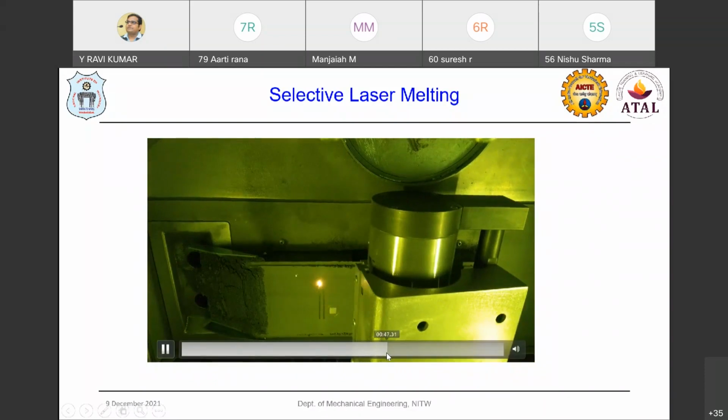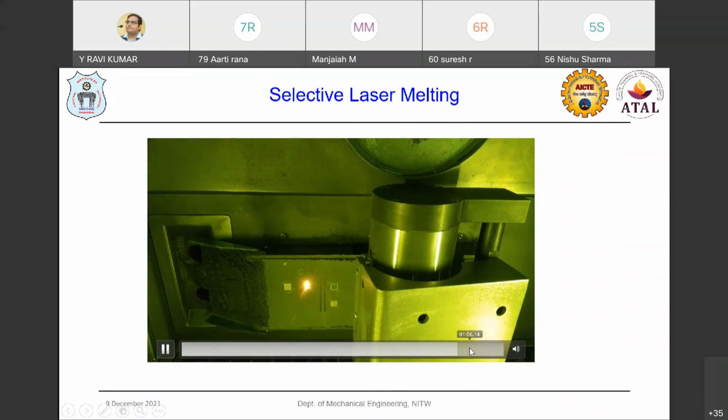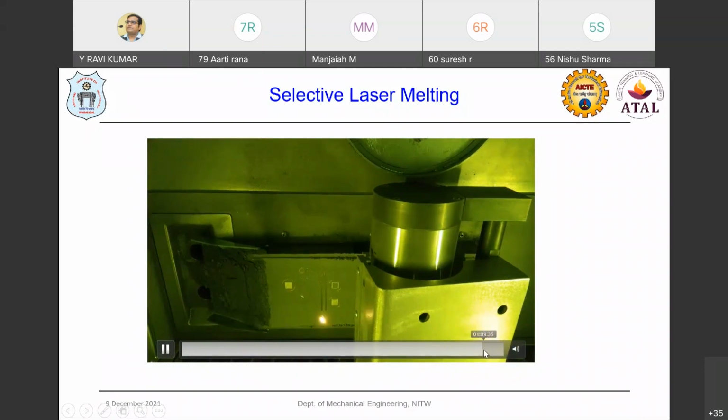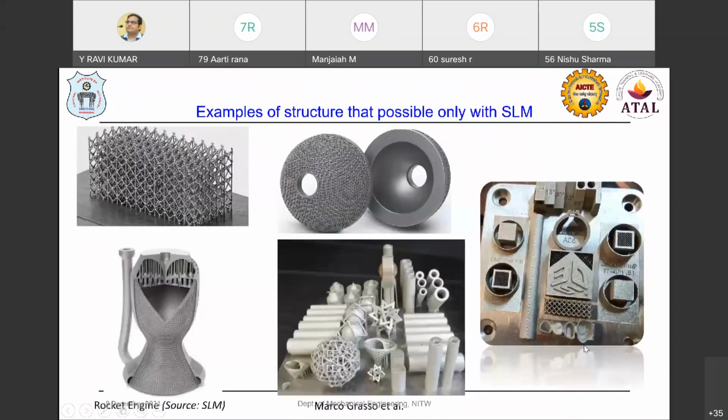And this is how the parts are manufactured, and after that they are removed from the powder bed system using a vacuum cleaner or by removing the powders and all. This is how the powder bed system works. You can see these are examples of parts which are made by this SLM process.